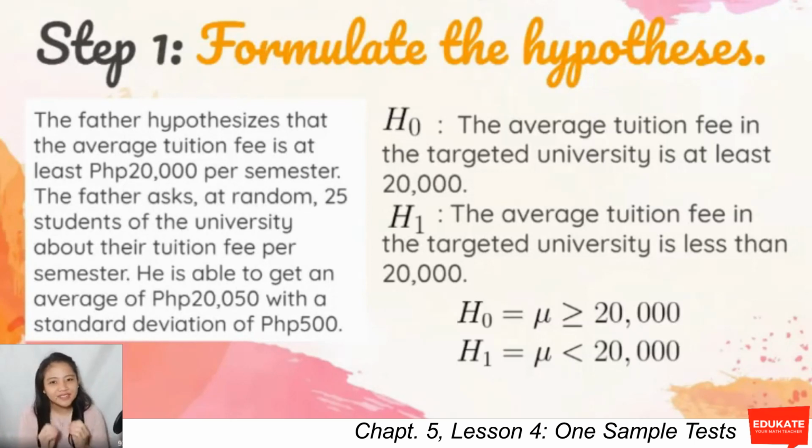So in symbols, our null hypothesis would be this. Your mu is greater than or equal to 20,000 pesos, also read as mu is at least 20,000 pesos, meaning pinakamababa ang 20,000 pesos. And then, you have your alternative hypothesis where your mu is less than 20,000 pesos.